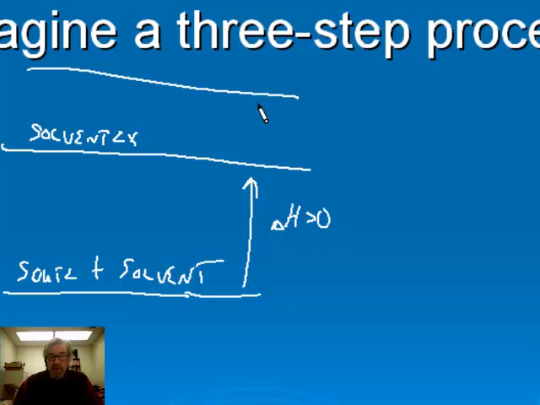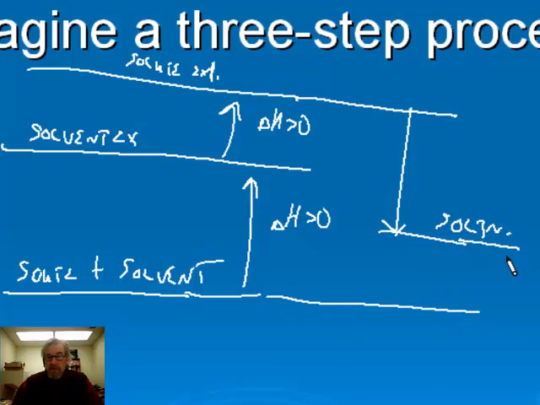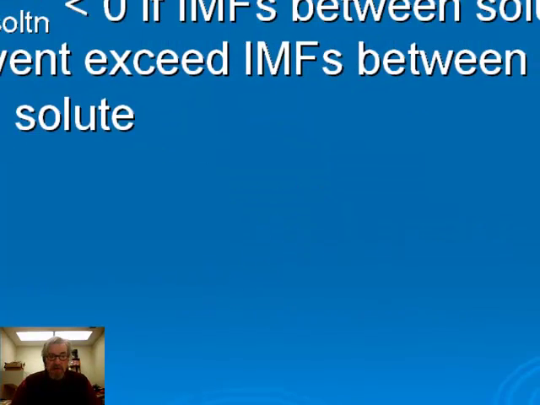The solute is also going to have to expand a little bit, just like we saw in the last example. So solute expands in order to fit into the spaces in the solvent. That is also going to be an endothermic process. You're taking particles that are attracted to each other and pulling them apart. Then the solute and solvent are going to go back into each other and form a solution. Is this exothermic or endothermic? The heat of solution is negative.